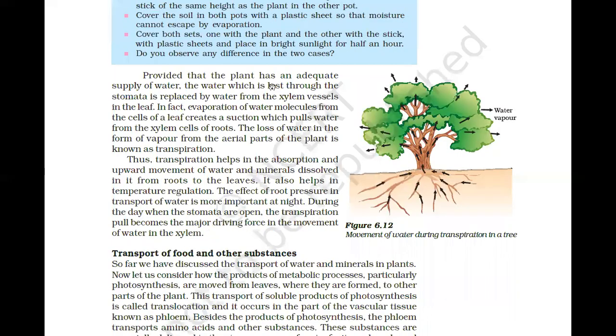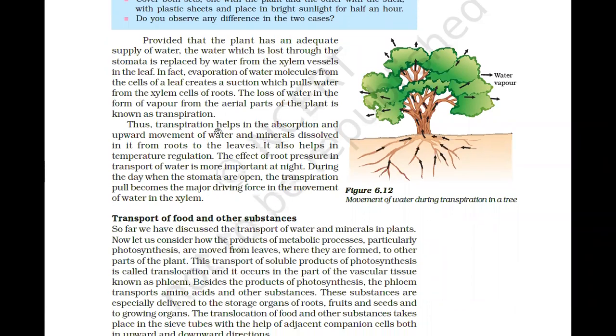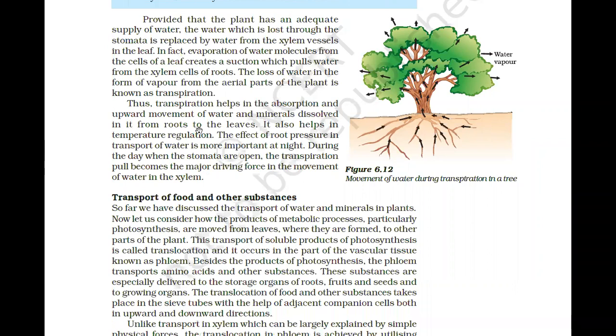Provided that the plant has an adequate supply of water, the water which is lost through the stomata is replaced by water from the xylem vessels in the leaf. In fact, evaporation of water molecules from the cells of a leaf creates a suction which pulls water from the xylem cells of roots. The loss of water in the form of vapor from the aerial parts of the plant is known as transpiration. Thus, transpiration helps in the absorption and upward movement of water and minerals dissolved in it from roots to the leaves. It also helps in temperature regulation.